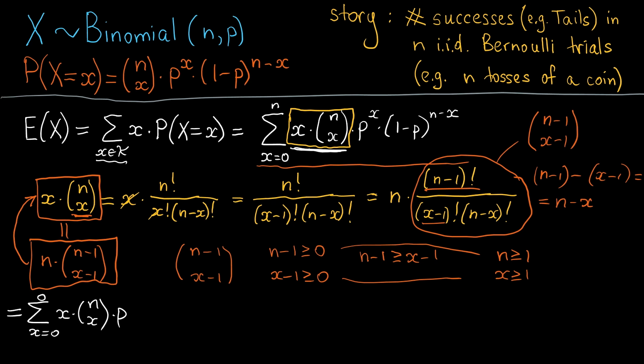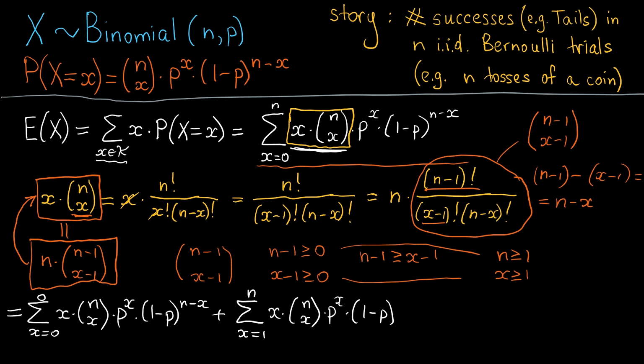We have p to the power of x times 1 minus p to the power of n minus x. And then the leftover, which is most of it, the sum as x goes from 1 to n of the same thing, x times n choose x times p to the power of x times 1 minus p to the power of n minus x. Okay, and why did we do that?